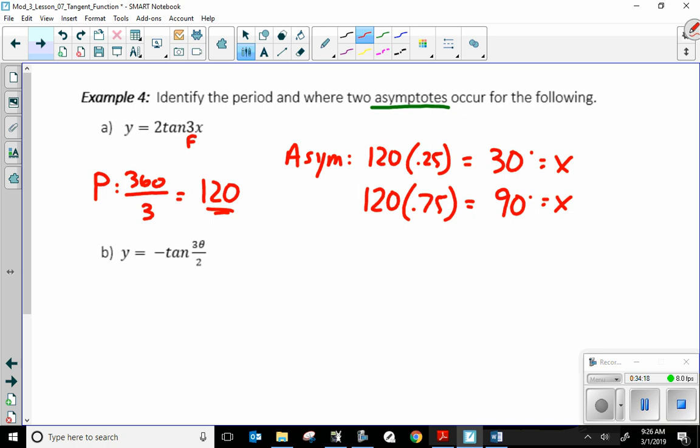Because remember, they're vertical lines. They go up and down. It's x equals. There you go. So let's do this next one.